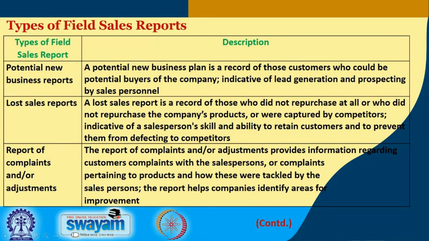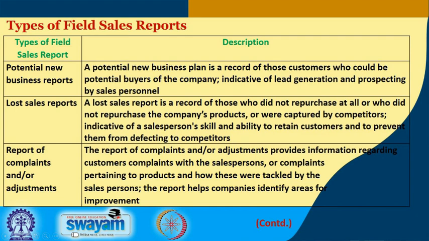The fourth is the potential new business reports. Now, potential new business plan is a record of those customers who could become potential buyers of the product. So it's actually illustrative of lead generation and prospecting by the sales personnel. We all know how important lead generation and prospecting is, and it is the salesperson's responsibility to actually report on potential new businesses, on prospects which could be converted into customers shortly. So the leads and the prospects are also reported in the form of reports as a potential new business report.